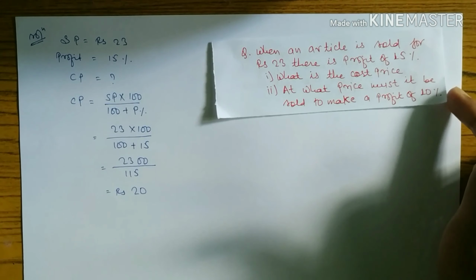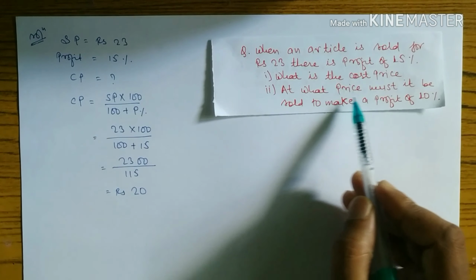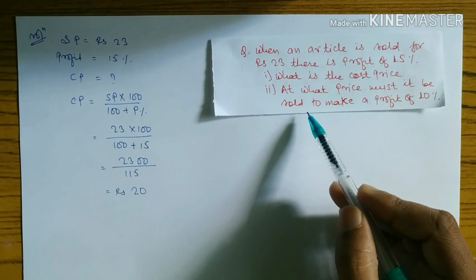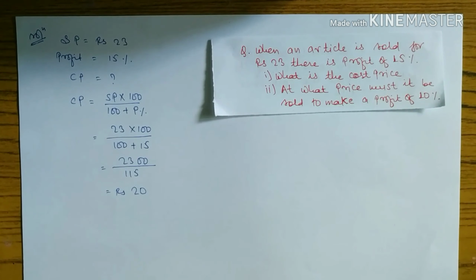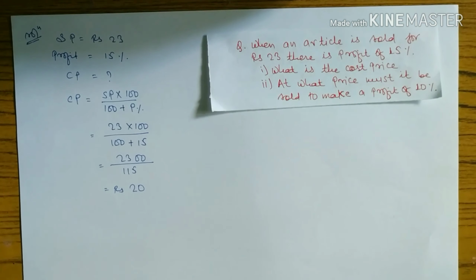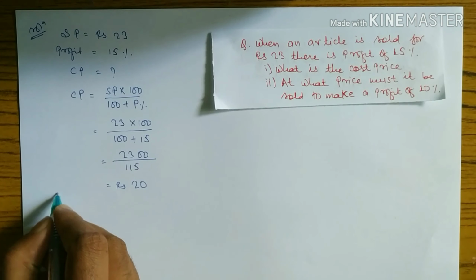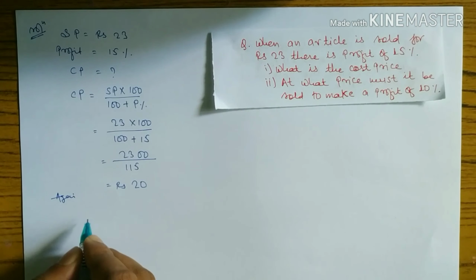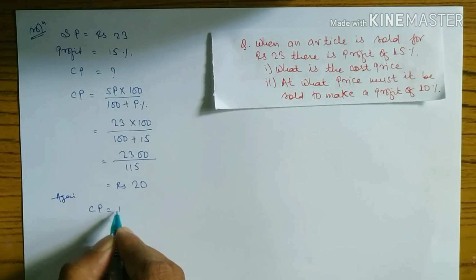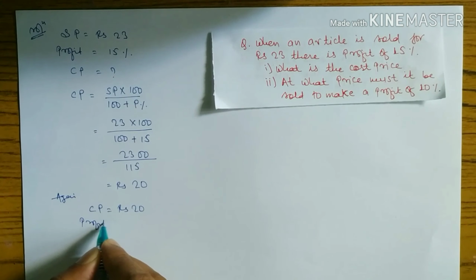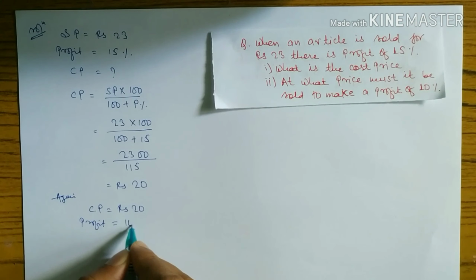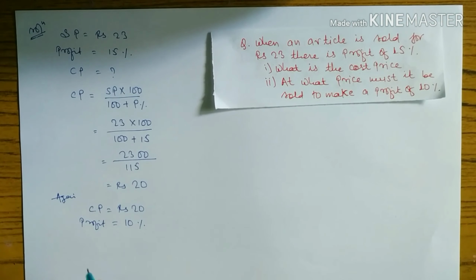Again, according to the question in number 2, at what price must it be sold? We have to find out the selling price to make a profit of 10%. To make profit 10%, at what price does he have to sell that article? Again, CP is the same, cost price 20, he has to make a profit of 10% only. Profit is equal to 10%.